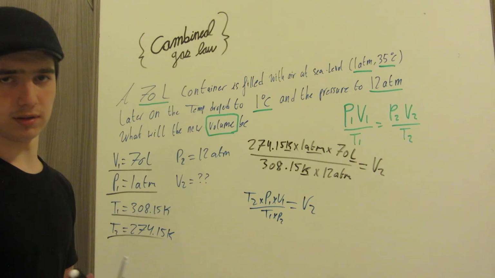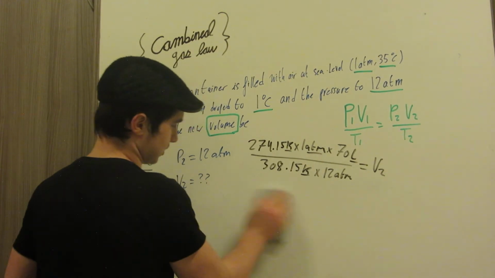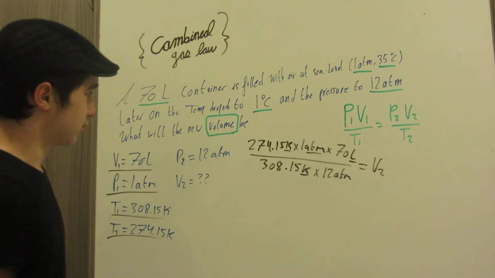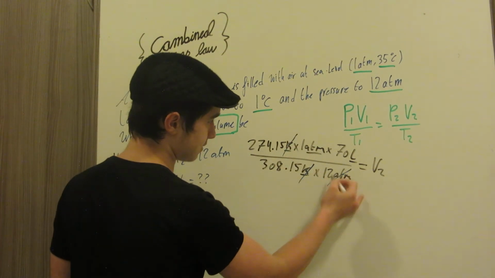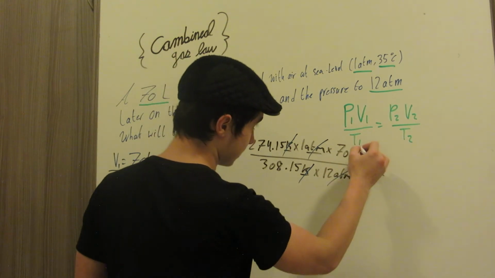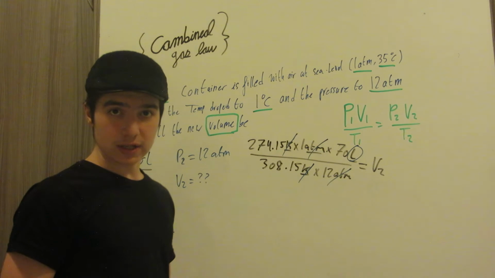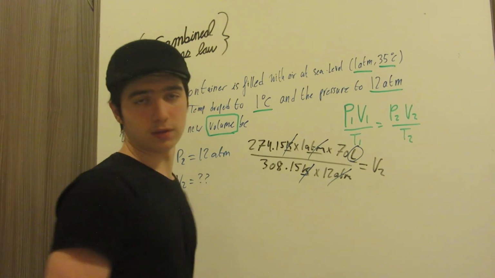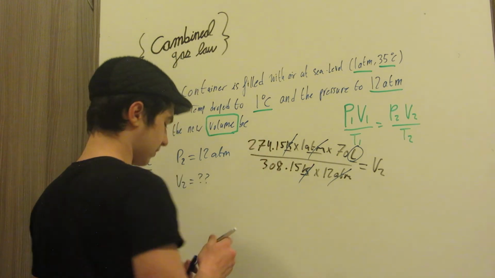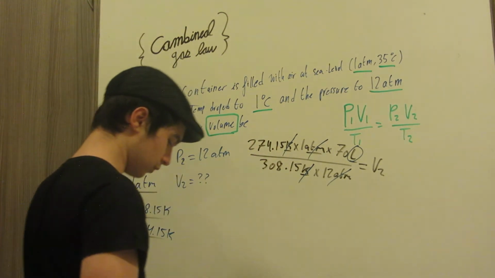Great! Doesn't that look easier to solve? Yeah, of course it does. So, let's solve using the new way. Kelvin goes with Kelvin, ATM goes with ATM, and we're left with the unit liters. Liters is always for volume, so we got the unit. That means we're doing everything right. So, let's do the math right now. We take the calculator and we start solving.